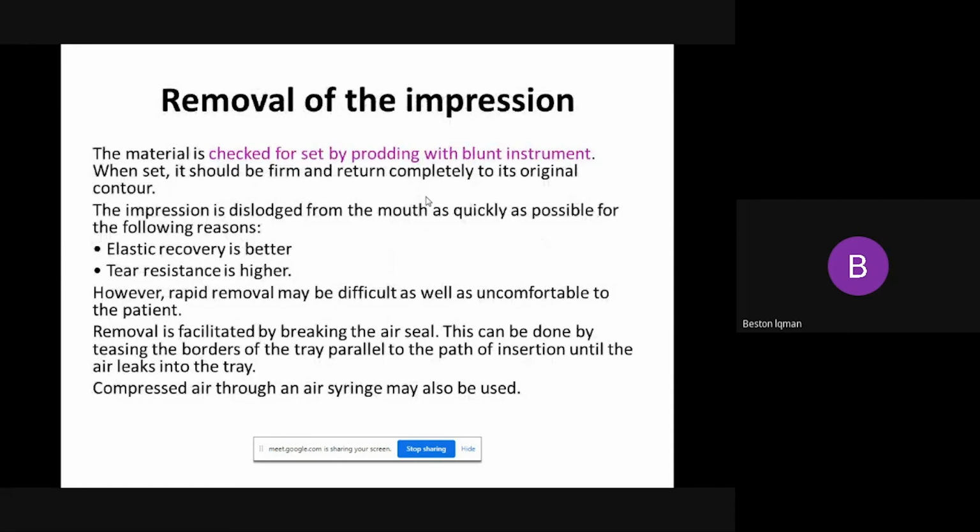To check whether the material has set, you can apply the probe with a blunt instrument. If it does not penetrate the material, it means the setting is finished. The impression is dislodged from the mouth quickly. Why? Because its elastic recovery is better when you remove the impression from the mouth as soon as possible, and tear resistance is higher. However, its rapid removal may not be accepted by the patient. How do you remove it? By breaking the seal, by removing the border of the impression before removing it. Sometimes you can use a compressed air syringe into the tray to break the seal.